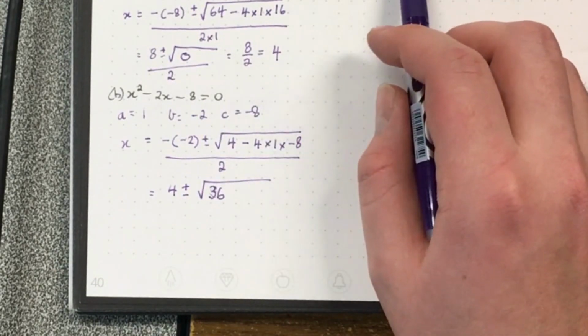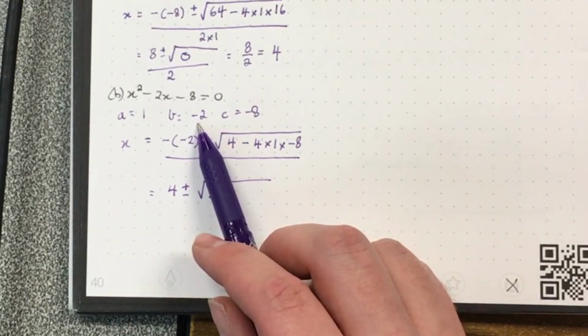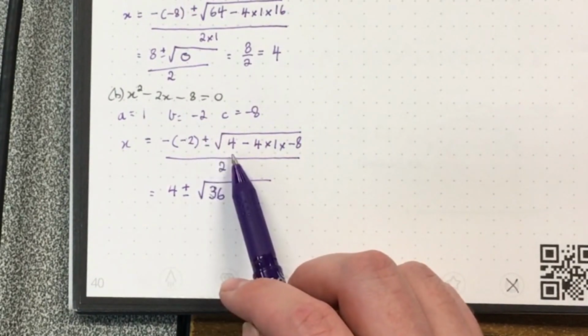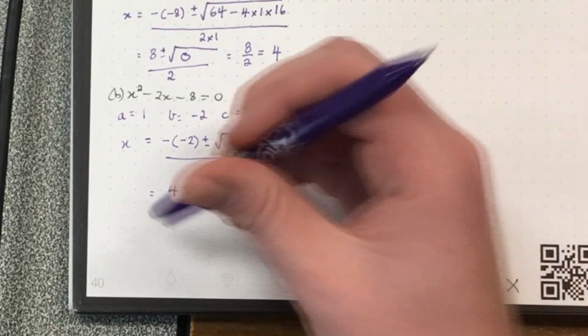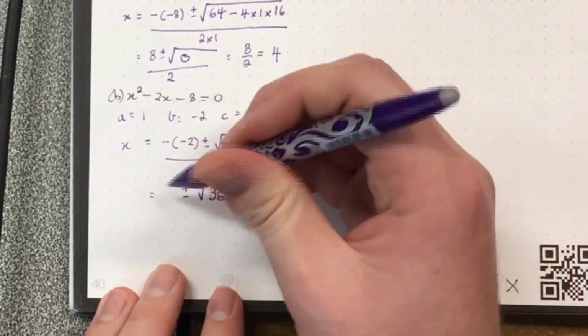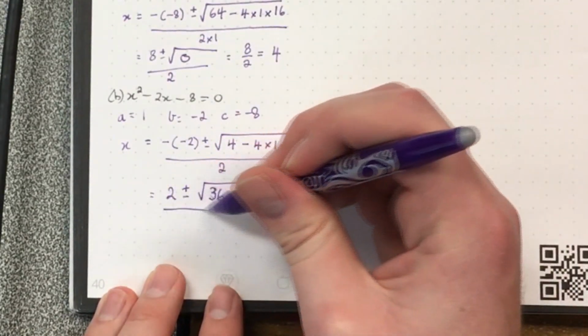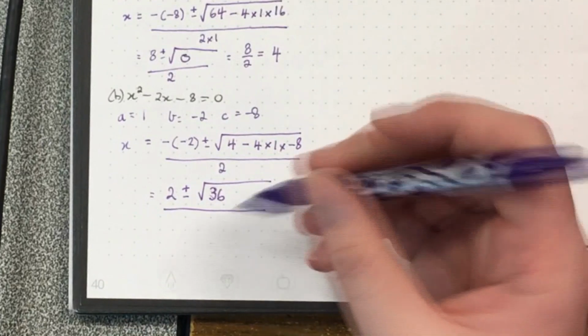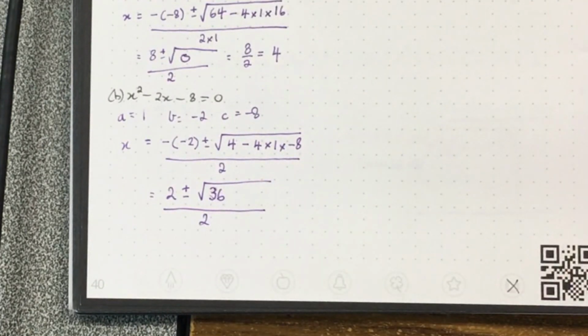Because in the formula it says b squared. What's negative 2 squared? No, at the very start. Because I'm an idiot. That's why. That's okay though. That's all right. Don't worry, I did a derp. Okay.